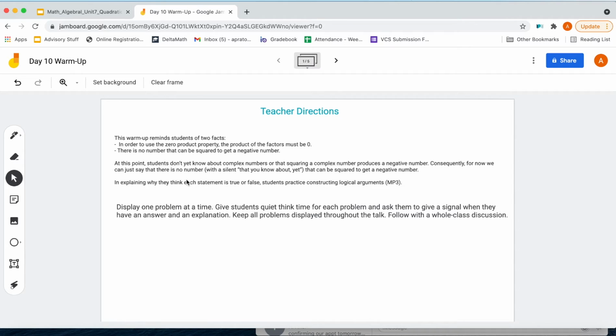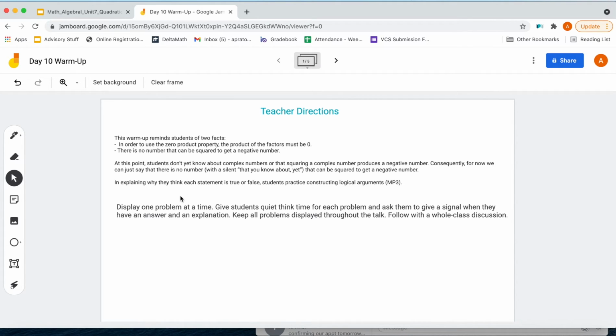At this point, students don't yet know about complex numbers, that squaring a complex number produces a negative number. So you might be saying, well, there is a number that can be squared to get a negative, but we're not going to be talking about complex numbers. So we're just going to say there's not for now to just prevent any confusion from happening.